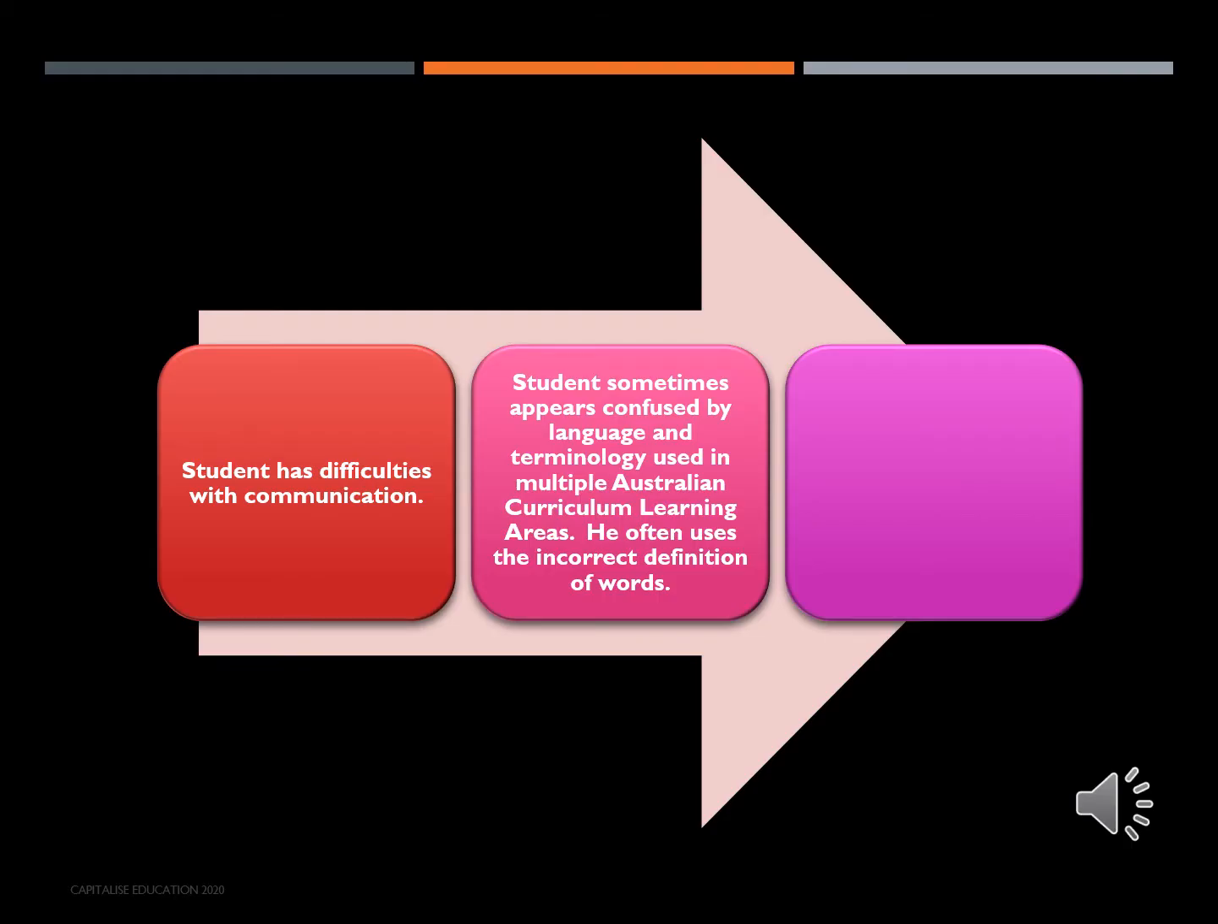The characteristic of our hypothetical student on the autism spectrum is he has difficulties with communication. The functional impact is that our student sometimes appears confused by language and terminology used in multiple Australian curriculum learning areas. He often uses the incorrect definition of words that are common across different curriculum learning areas.